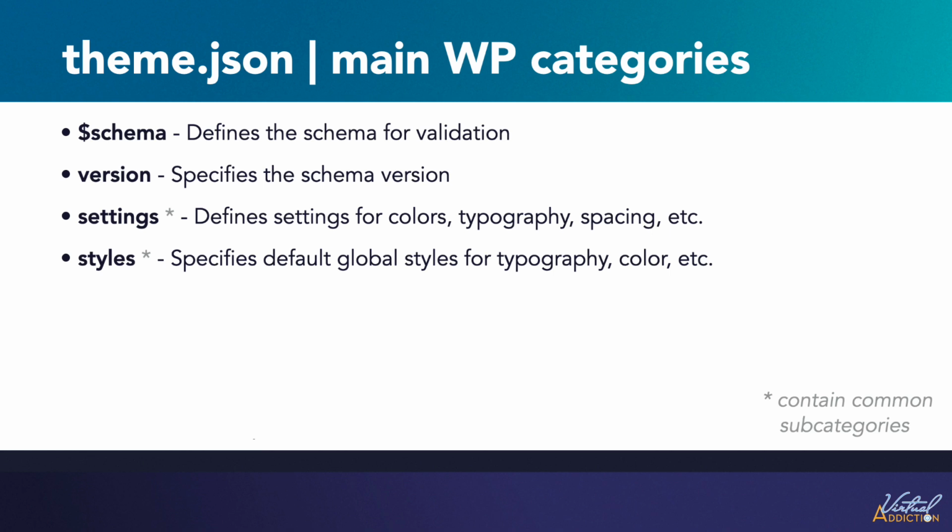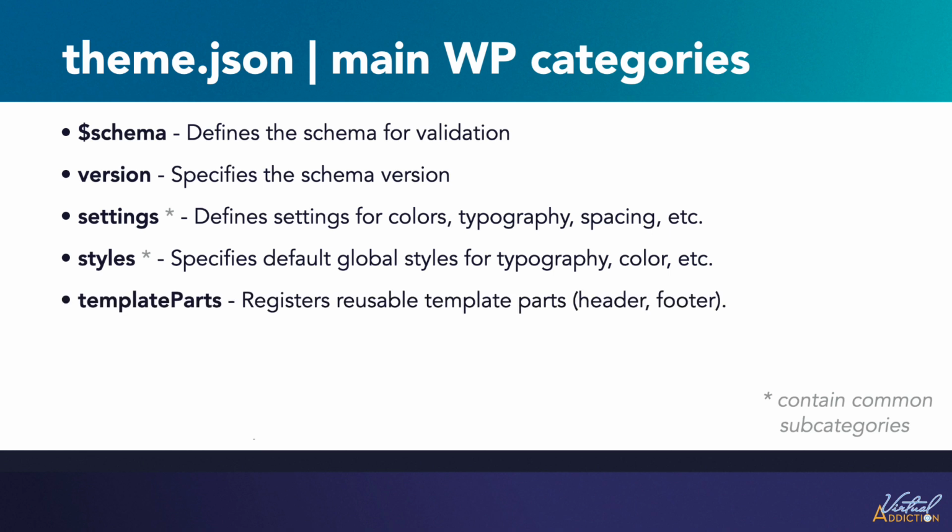The styles section is used to define default styles for various aspects of a theme, such as typography, colors, and layout. The common subcategories for both styles and settings are almost identical. Another main category is template parts. This section defines reusable parts of the theme that can be inserted into templates. These are typically things like header, footer, and sidebar. Each template part is registered here and made available for use in the theme editor.